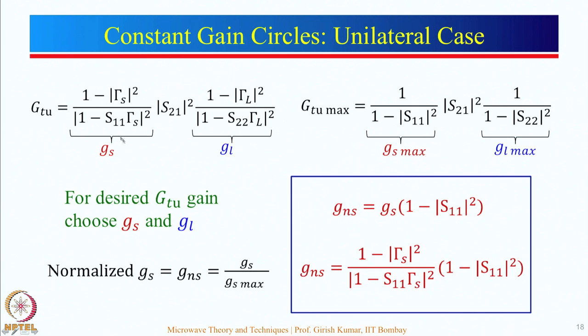But before you proceed, first you must find out what GS max and GL max are, and what the total GTU max is. The desired GTU gain has to be less than GTU max. Suppose GTU max is 12 dB and the problem says you have to design for a gain of 13 dB, well, that is not at all possible. So, it is important to calculate the value of GTU max. Once you know that the maximum gain is more than the desired gain, choose the values of GS and GL.